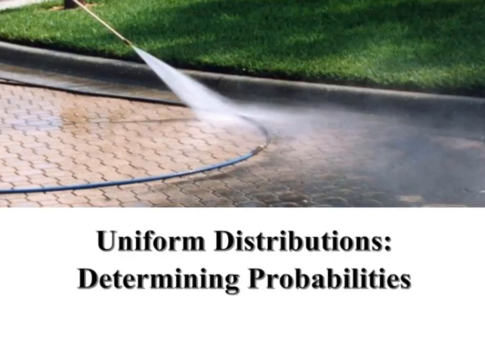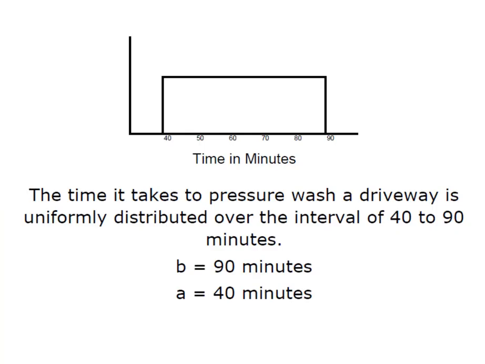Hey everybody, it's Professor Williams, and we're going to look at uniform distributions and use that distribution to determine some probabilities. So here we have our uniform distribution, our rectangle shape, and what we know is the time it takes to pressure wash a driveway is uniformly distributed over an interval of 40 to 90 minutes.